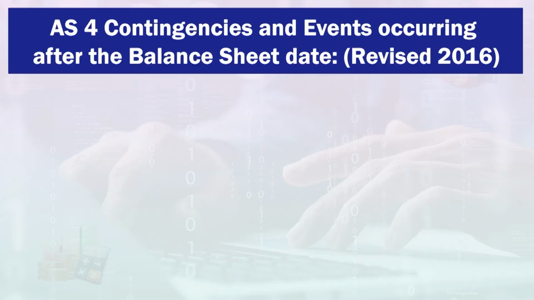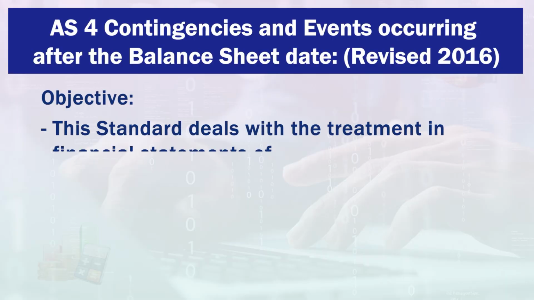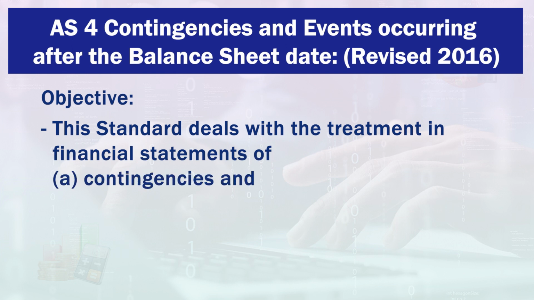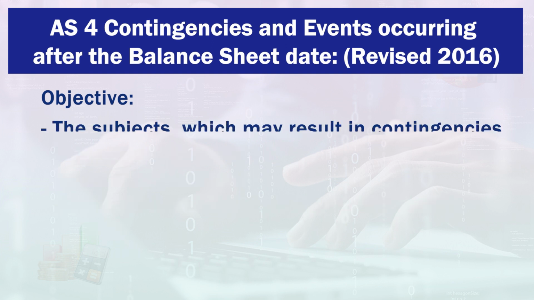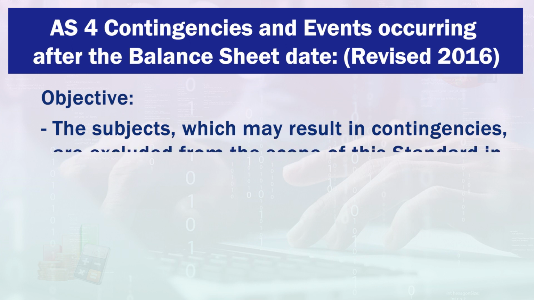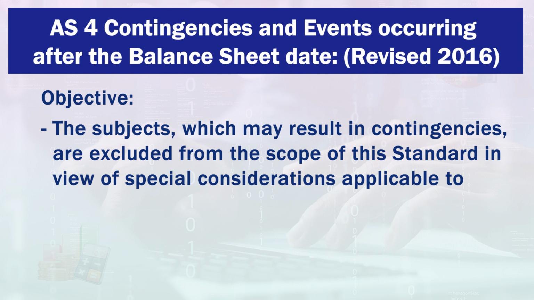Now, we will see the objectives. This standard deals with the treatment in financial statements of A, contingencies and B, events occurring after the balance sheet date. The subjects which may result in contingencies are excluded from the scope of this standard in view of special consideration applicable to them.